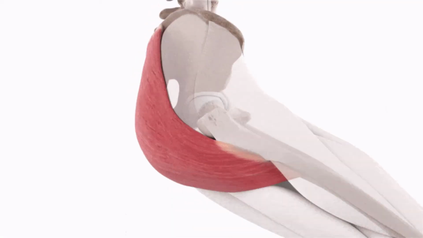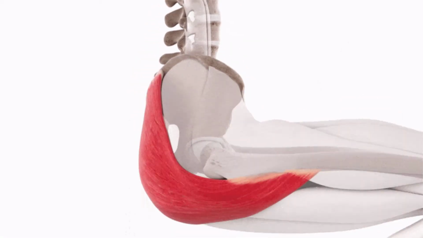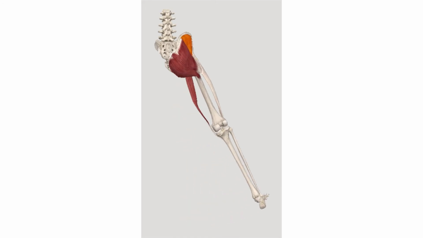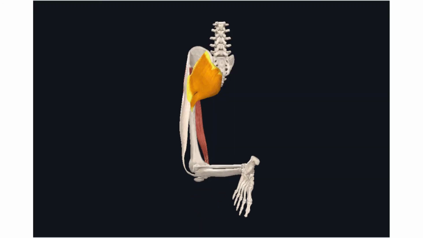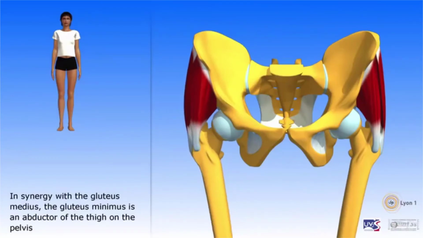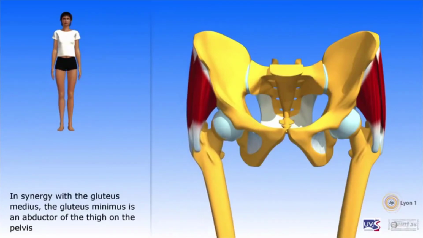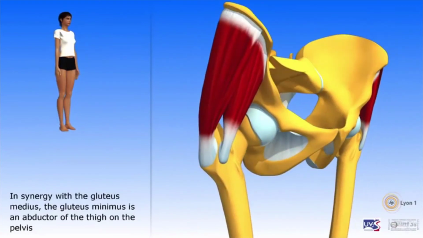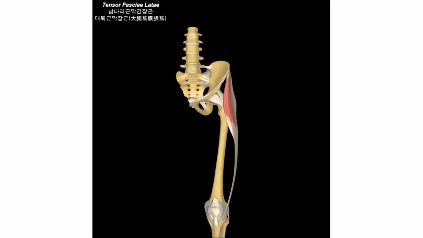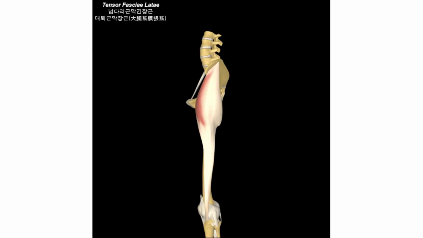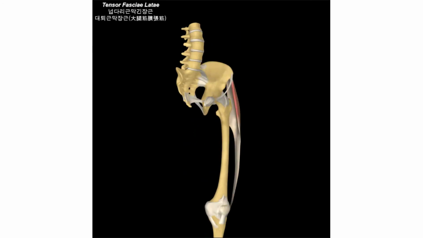The gluteus maximus extends and laterally rotates at the hip. The gluteus medius is in charge of abduction and medial rotation at the hip. The gluteus minimus and the gluteus medius both function for abduction and medial rotation at the hip. The tensor fasciae latae performs extension of the knee and lateral rotation of the leg.